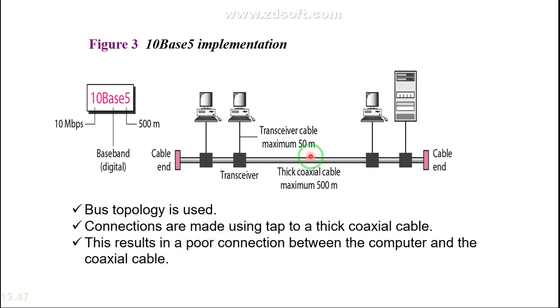The maximum length of the coaxial cable must not exceed 500 meters, as I already told you, 5 stands for 500 meters. Otherwise, excessive degradation of the signal would take place. But due to this connection, it results in a poor connection between your computer and the coaxial cable. The transceiver cable maximum should be 50 meters from the station to the tap. And these are the cable ends.